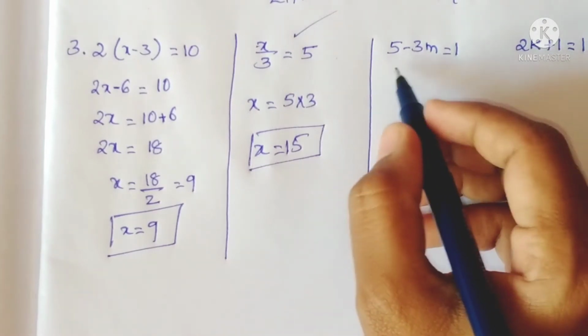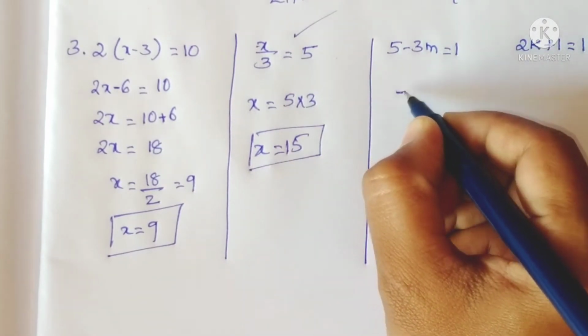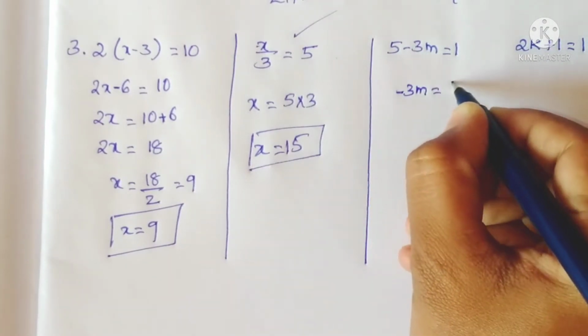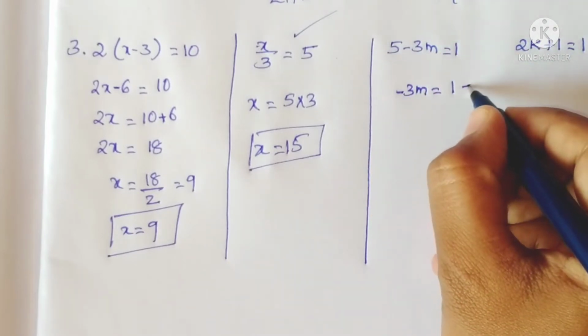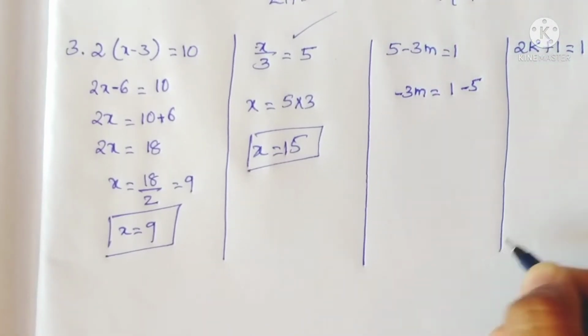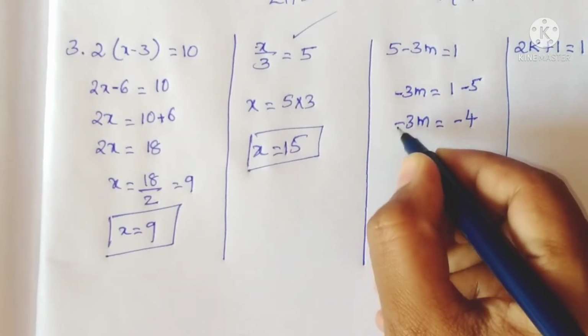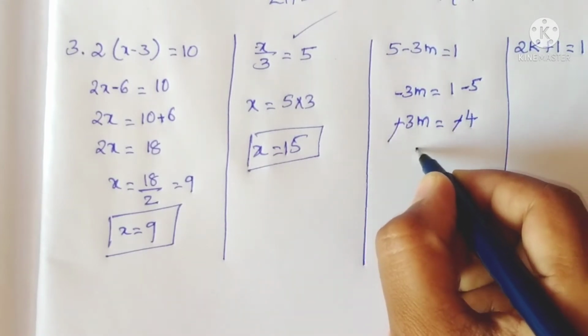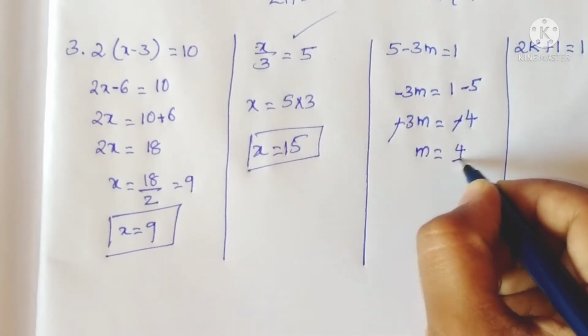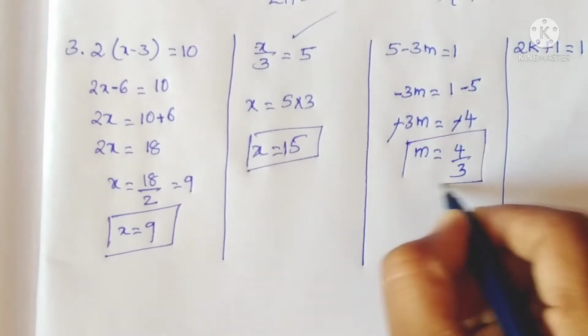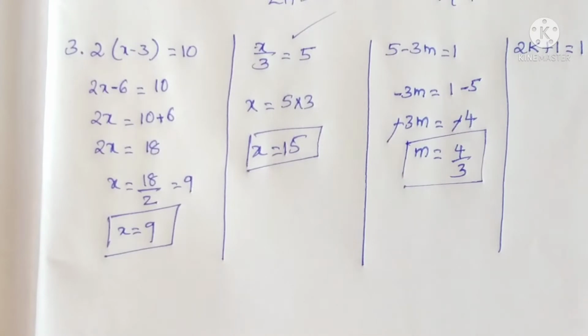Okay. 5 minus 3m equals 1. So minus 3m equals 1, and if we transpose, it is minus 5. Minus 3m equals 1 minus 5, minus 4. Minus and minus will get cancelled. Then m equals 4 by 3. So 4 by 3 is not an integer.